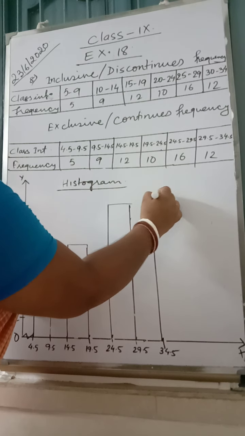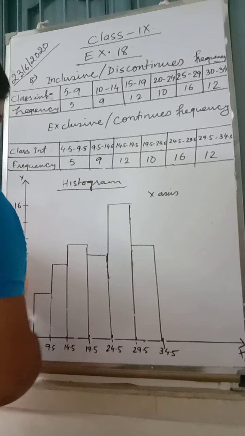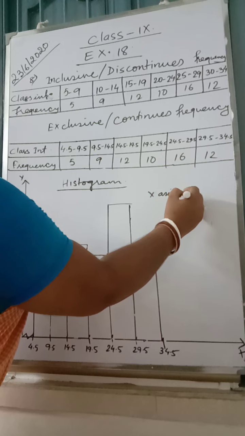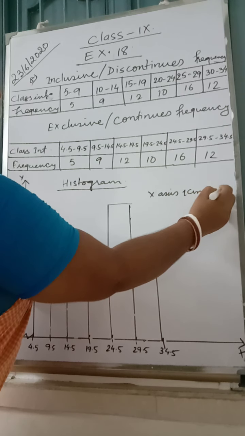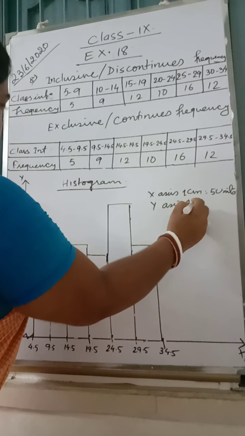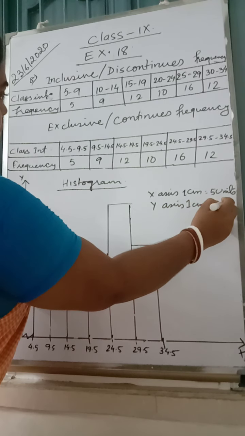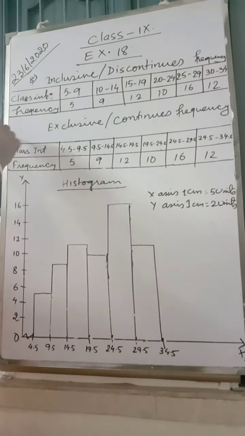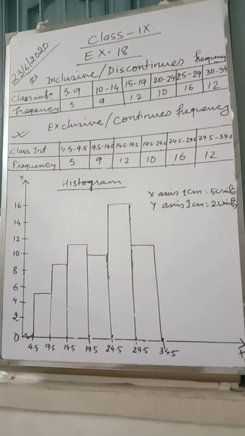Now x-axis, what is this? 1 centimeter, 5 units. Y-axis, 1 centimeter, 2 units. So this is very important, dear. You should not forget it, because this histogram is based on this continuous frequency distribution. So that is the main work you have to do for this discontinuous frequency distribution table.